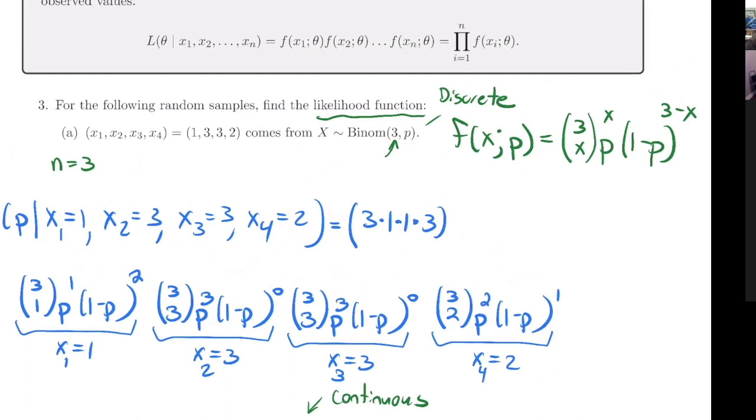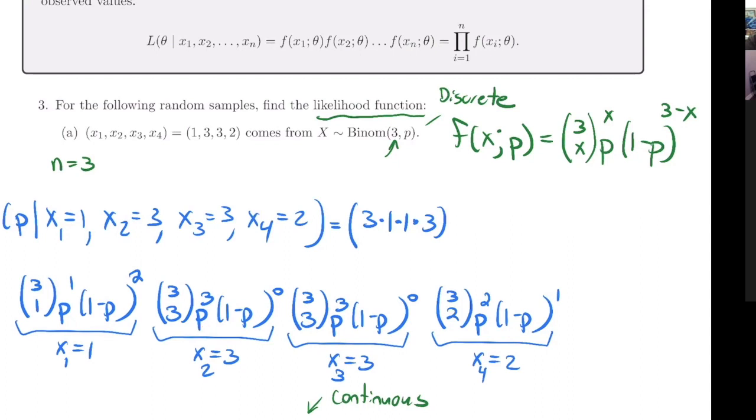So 3 choose 1 is equal to 3. 3 choose 3 is 1. 3 choose 3 gives me 1 again. 3 choose 2 gives me this 3 over here. So that's the product of these 4 numbers that we have.